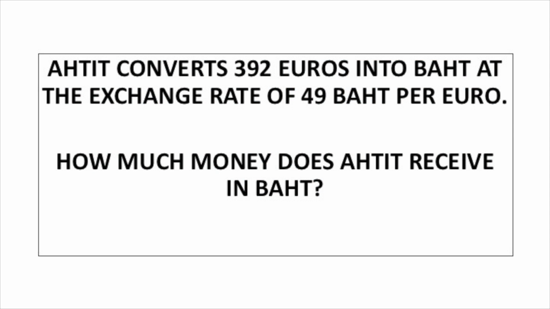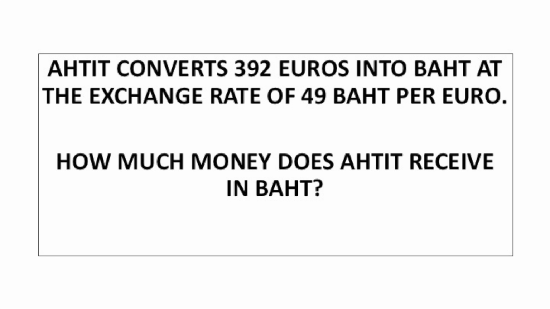So here we have a multiplication word problem. So let's read together, guys. Artit converts 392 euros into baht at the exchange rate of 49 baht per euro. And the question we need to work out is, how much money does Artit receive in baht?